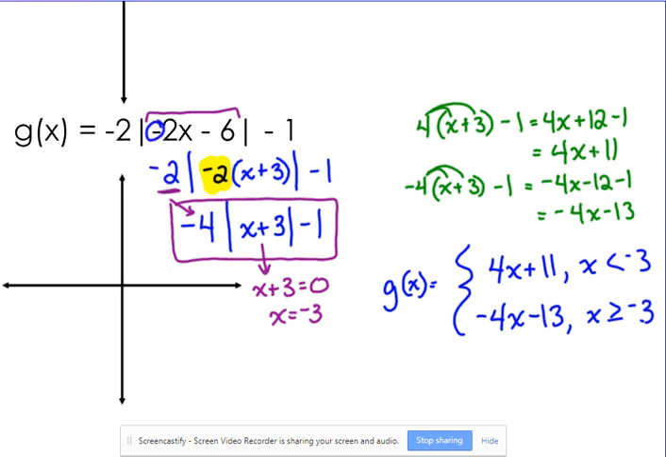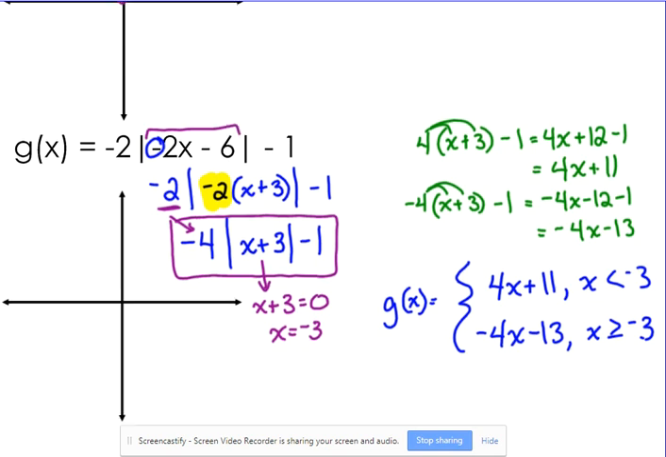All right, but you've got to know how to do this by hand, because they will ask you limits involving absolute value functions without a calculator, so you've got to be able to turn them into piecewise functions to be able to evaluate them.